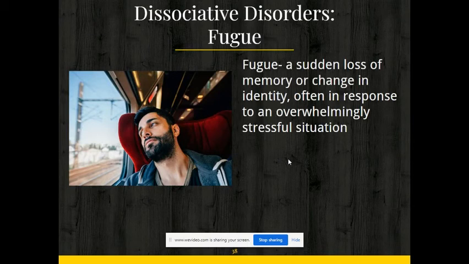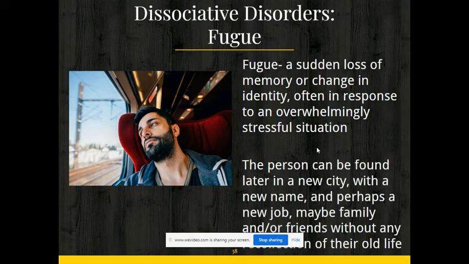So fugue is a sudden loss of memory or change in identity, often in response to an overwhelmingly stressful situation. AKA you forget your life. You really do. Someone with fugue really forgets their life. You can be found later in a new city with a new name, new job. You remember nothing of your old life, where you came from, what your name is, your old family, your old friends, what you used to do. And so that's why a lot of people look at this like, give me a break. Like, you don't remember anything. You're a 45-year-old man. You have no idea that you're married and this is what you do and you have these kids. It just seems too weird, right?